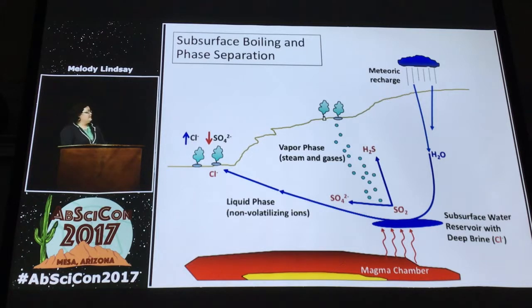In contrast, these vapor phase fluids, which contain water vapor or steam, as well as different gases such as hydrogen sulfide, will undergo different processes. This hydrogen sulfide gas will interact with oxygen coming in from the atmosphere in the near surface to produce sulfuric acid. And so these vapor phase fluids, when they emerge at the surface of Yellowstone to form thermal features, will result in springs that are low in chloride but high in sulfate. I'm going to come back to these chloride to sulfate ratios later on in the talk.